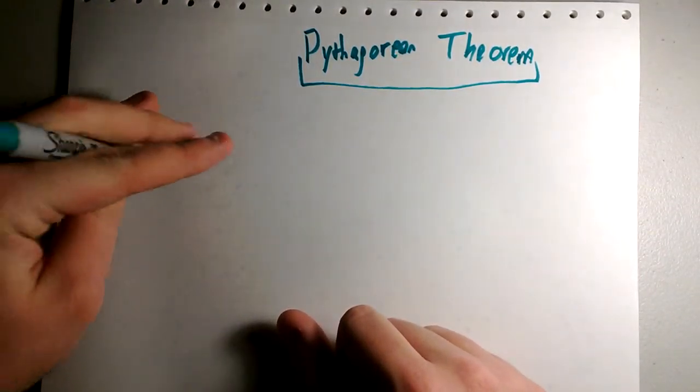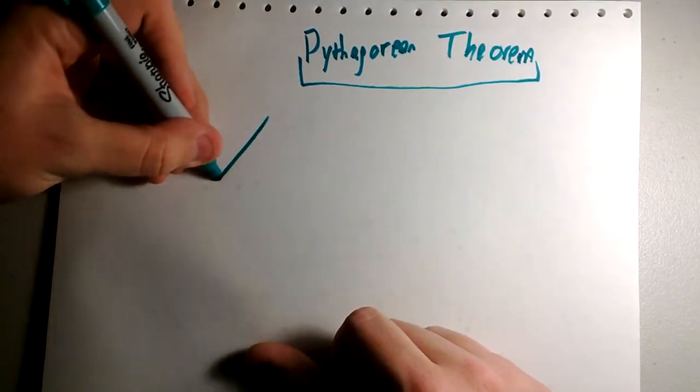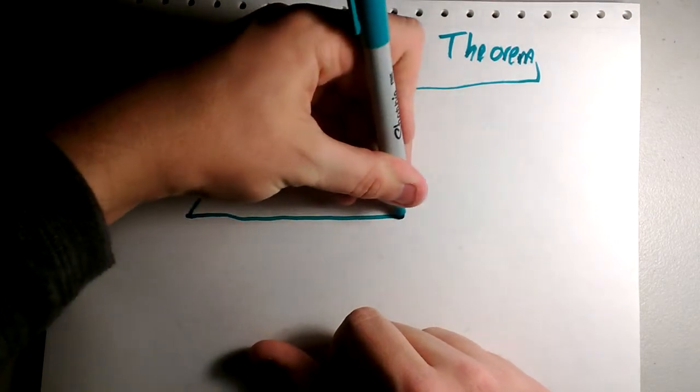So where we left off, we did dissection proofs. We're going to use another proof via similar triangles. We'll talk about it in just a second.